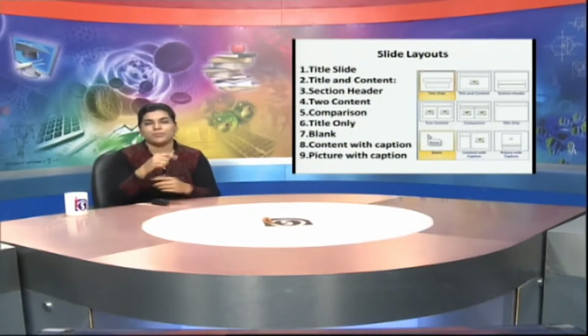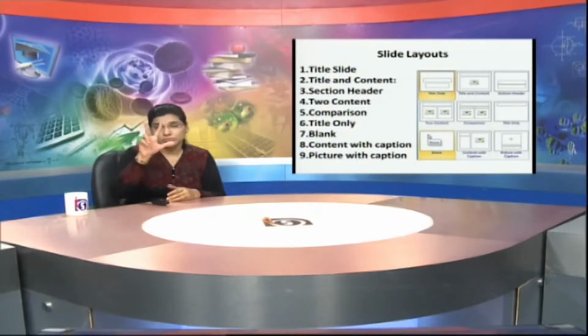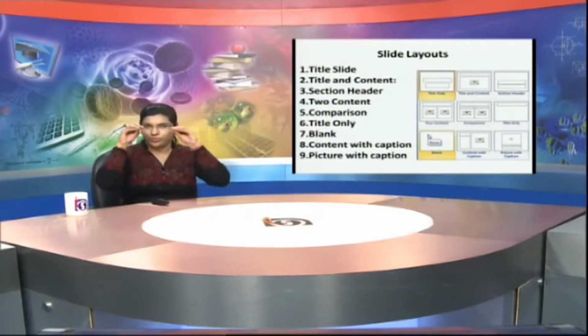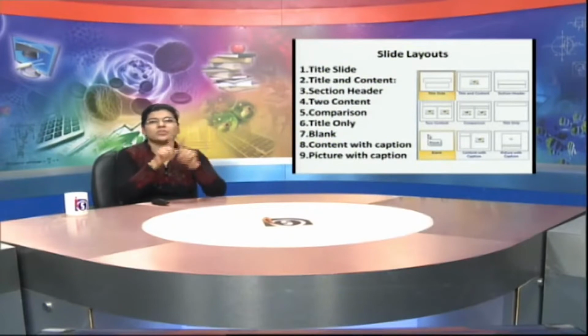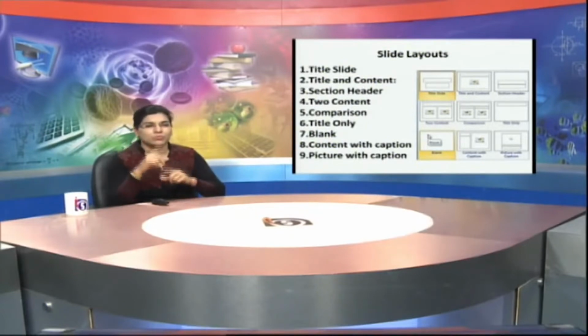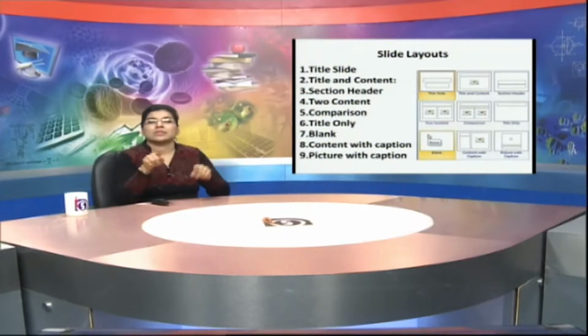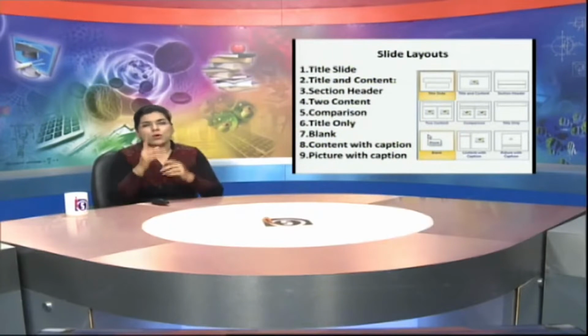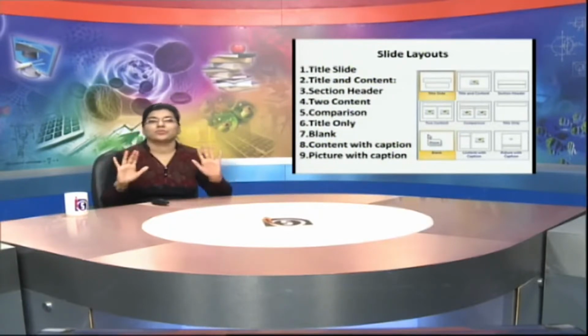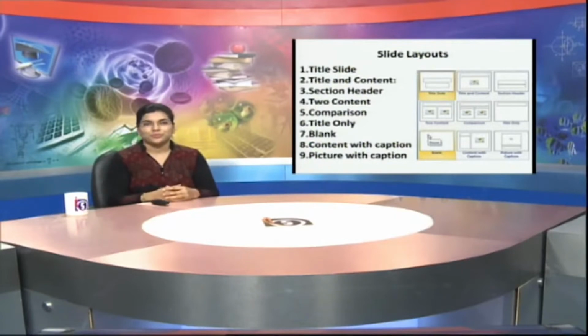It's just plain white. Eighth is content with captions, where you can put content and with them you can put captions. Ninth is picture with captions, where you can put the picture and you can write the captions together.